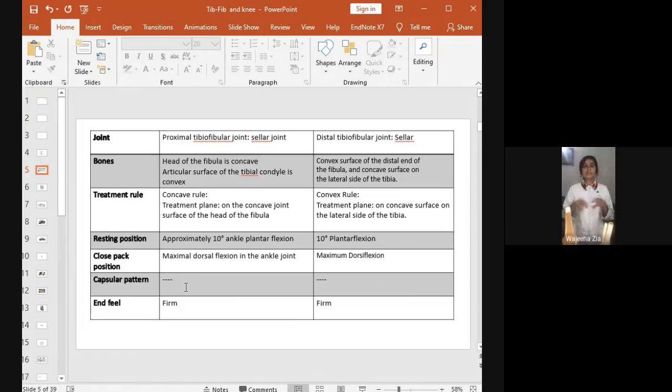The open pack position is related to the ankle joint. So the open pack position or the resting position for both the superior and inferior tibiofibular joints is the same degree of plantar flexion at the ankle. So the resting position is related to the foot region. And the closed pack position, the position in which the joint capsule is maximally tense and the muscles are in the fully tense position and allow minimal joint play, is known as the closed pack position. For both these joints, the closed pack position is dorsiflexion. The end feel of both these joints is firm because of the capsular and ligamentous attachment.